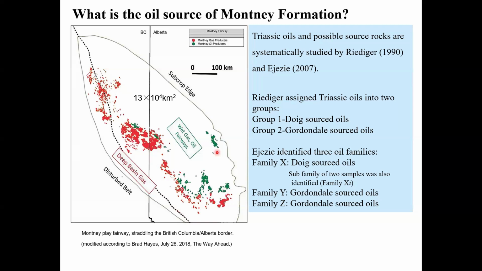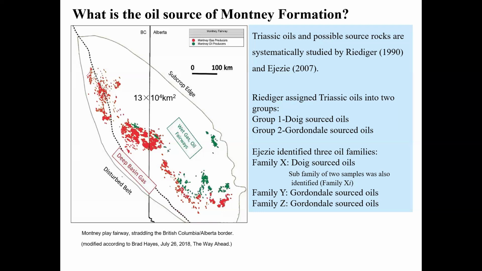Previous studies have identified various oil origins. For example, Reediger classified the oils into 2 groups, one sourced from the Doig Formation and the other from the Jurassic-Gordondale member. Edgesy proposed 3 oil families, Family X, Family Y, and Family Z. She interpreted Family X oils as originating from the Doig phosphate, while Families Y and Z were linked to the Jurassic-Gordondale. However, the contribution of Montney-sourced hydrocarbons remains uncertain. Our study focuses specifically on clarifying this aspect.